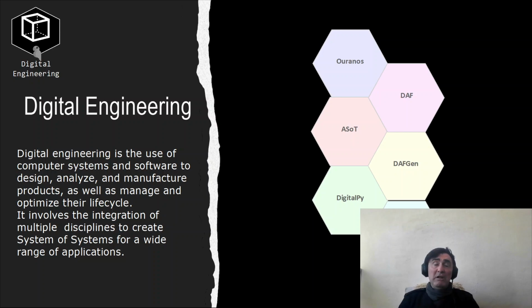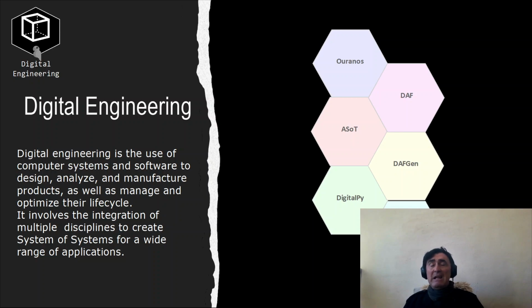In this diagram here, at the very top, we have Uranus. So what is Uranus? Uranus is a tool for the creation of so-called meta models. So what is a meta model? It's a language that you can use to create a certain type of models. By using Uranus, we have created the DAF, that is the Digital Architecture Framework. The Digital Architecture Framework is a language that is suited for digital engineering.